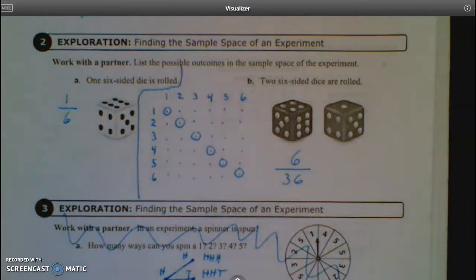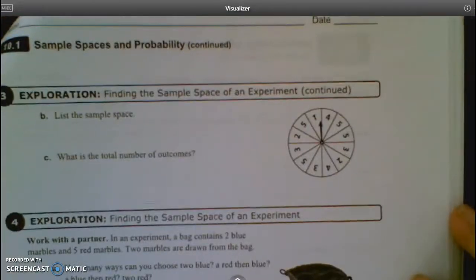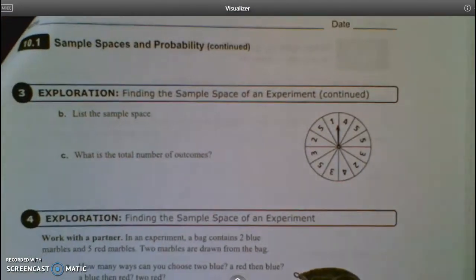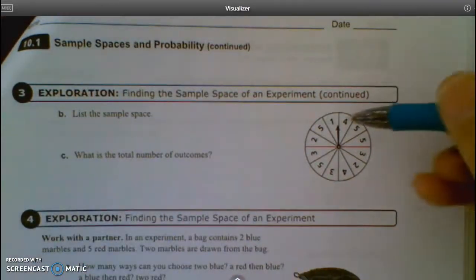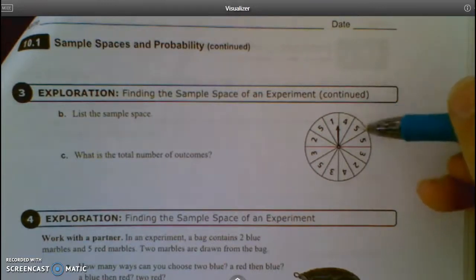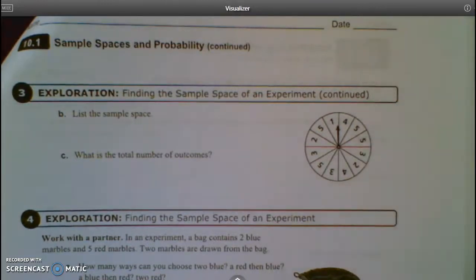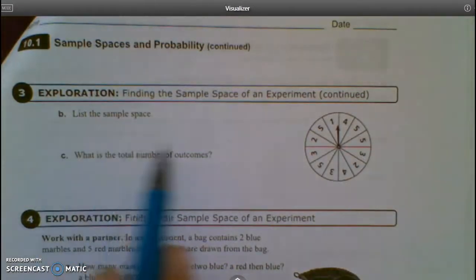So let me flip the page here and take you to the spinner. Again, when they say list the sample space, that just means list out the total possible outcomes. So I would start by listing a 1, a 4, a 5, a 5, a 3, a 2. So you do repeat them. You would just list them all. Okay, so that would be the list of our sample space.